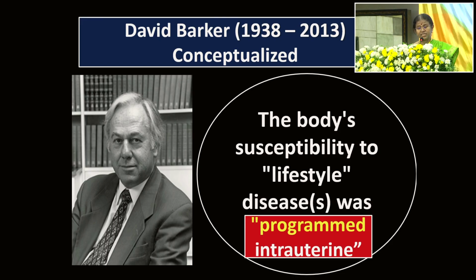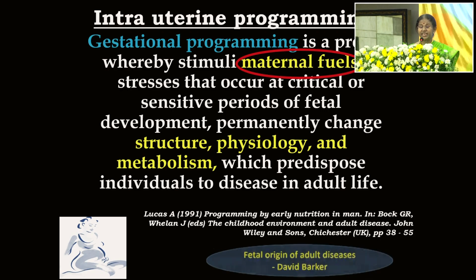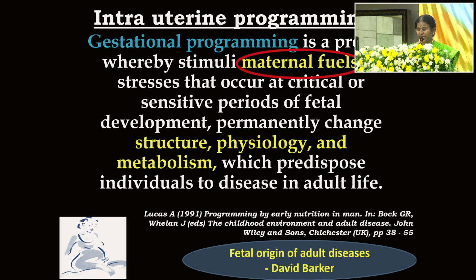David Barker has long said that the body's susceptibility to lifestyle diseases is all programmed intrauterine. From morning you would have heard, even my previous speaker, Professor Dr. Ramchandran, was saying that intrauterine programming is important. It's a process whereby any stimuli, it may be maternal undernutrition or overnutrition, whatever may be, which when it occurs during this critical period of development, permanently affects the structure, physiology, metabolism, and predisposes the individual to diseases later in life. This is the fetal origin of adult diseases.